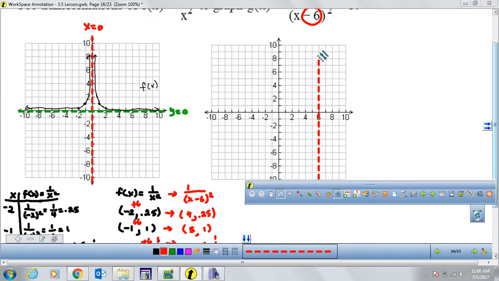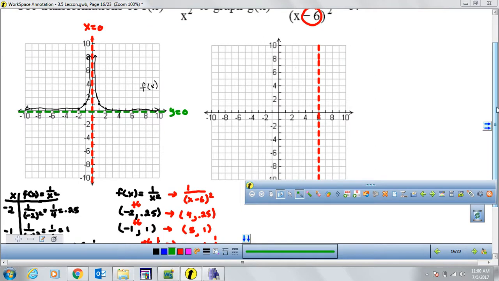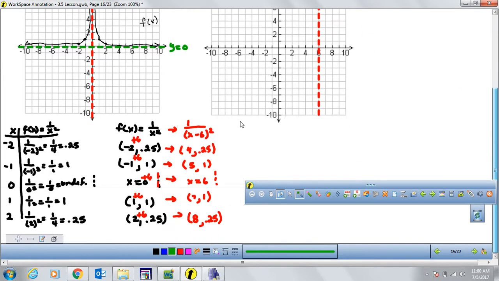Just going to extend it a little bit more right here. Now the last 2 points that we see there are 7, 1, and the last one is going to be 8, 0.25. So let's go ahead and do the last transformation. Now the last transformation tells me that we have a +5 on the side. What is that +5 going to do now? It's going to shift the graph up 5 units.